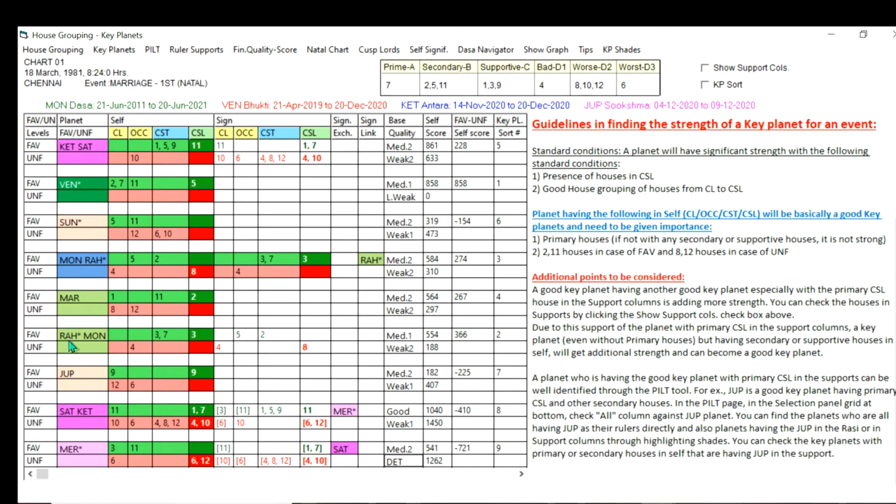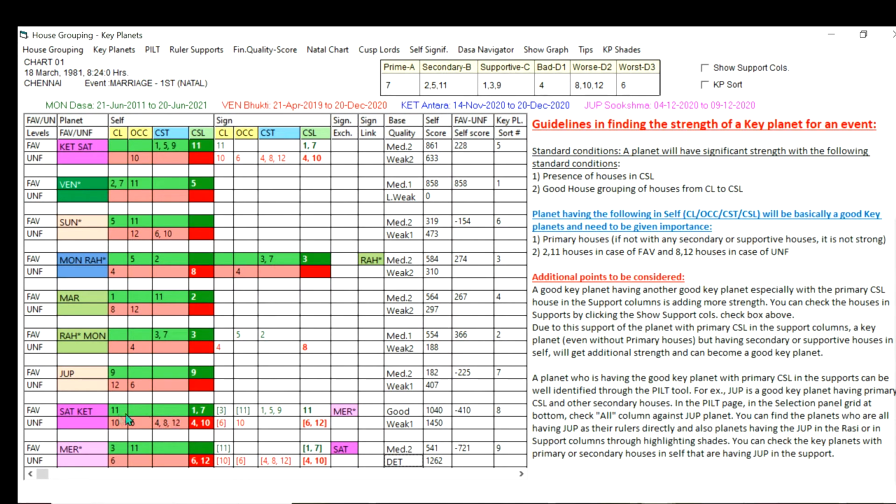Then Rahu is there, a free planet, and sign lord is Moon. 3, 7 and 3 is good, and the sign lord unfavorable is only the 4th house, and the sign lord is also 5 and 2 is good, and 4 and 8 is there. So unfavorable is comparatively lesser than the favorable grouping, so Rahu is a good planet.